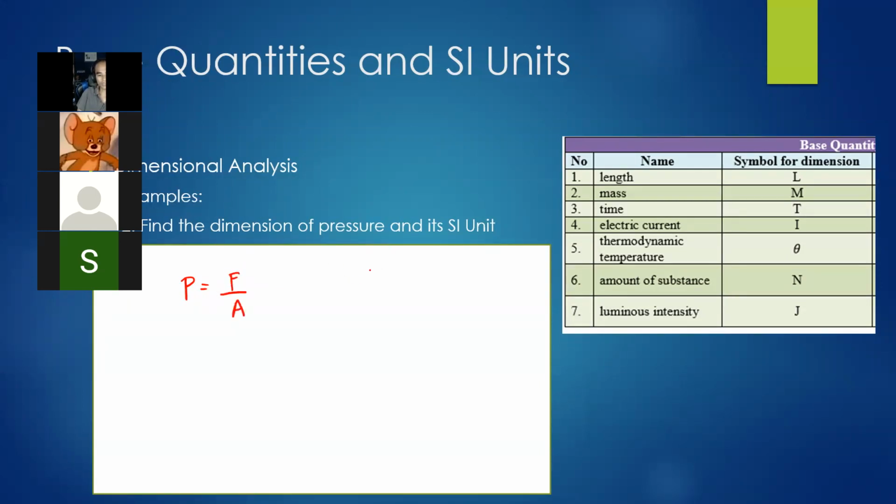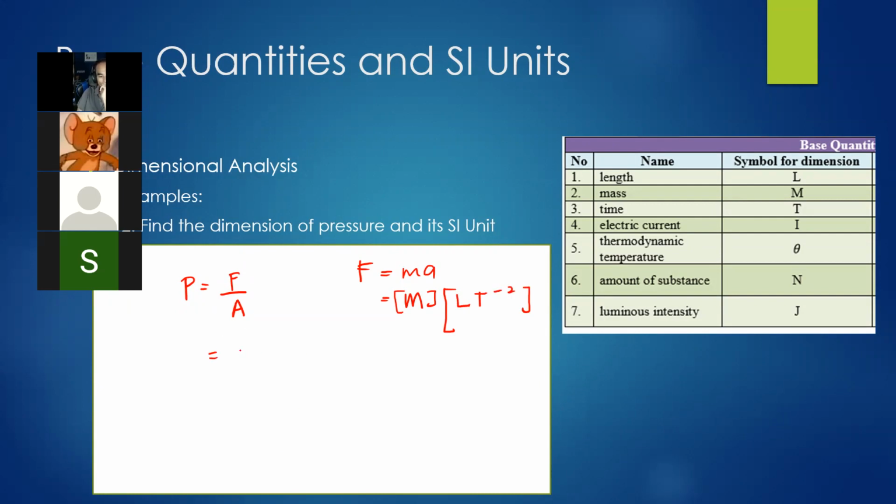Okay. So pressure equals to force over area. And the dimension of force. Force equals to mass times acceleration. Correct. Mass times acceleration. So mass is the big M. Acceleration, we just got, is LT negative 2. Right.